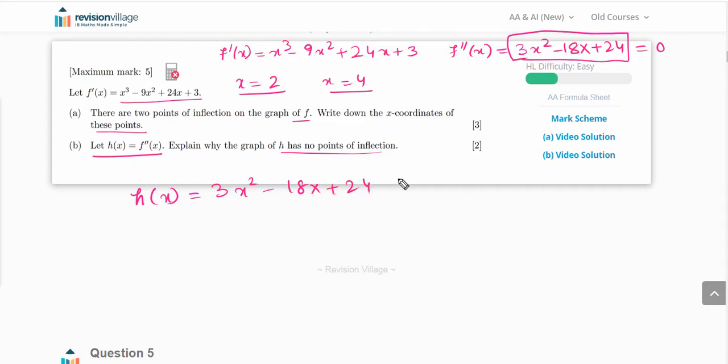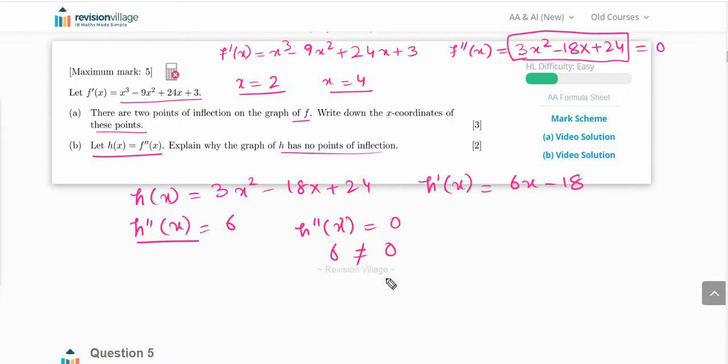Now the first derivative of h of x will give us 6x minus 18, and the second derivative of h of x will give us only 6. So when we put the double derivative equal to 0, because in order to find the point of inflection, we have to put the double derivative equal to 0, it'll be like 6 equals 0. That is not possible, which means we can say that h of x has no point of inflection.